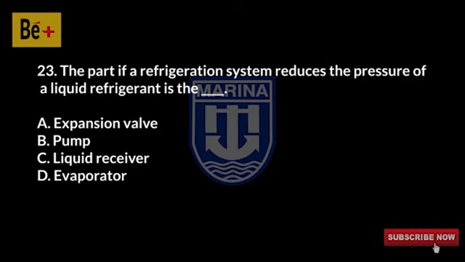The part of a refrigeration system that reduces the pressure of a liquid refrigerant is the A. Expansion valve. B. Pump. C. Liquid receiver. D. Evaporator. The answer is A. Expansion valve.